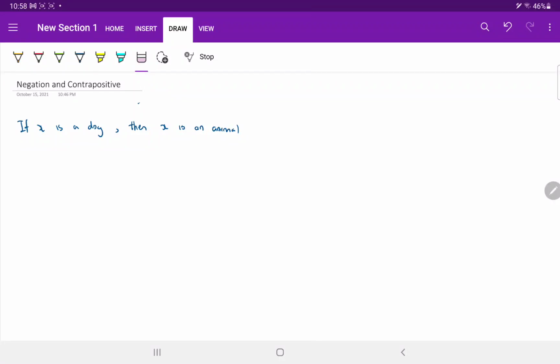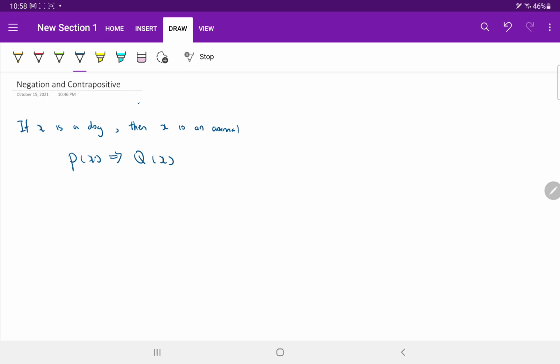So today we're going to talk about the negation and contrapositive of a statement. So let's first look at our statement. Our statement says that if X is a dog, then X is an animal. And as you learned in the earlier videos, the whole statement can be written in the form of P(x), where P(x) implies Q(x). Right?